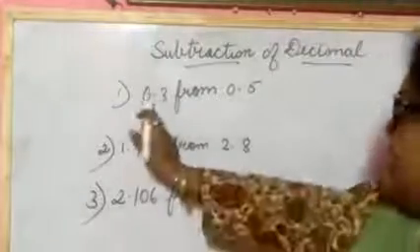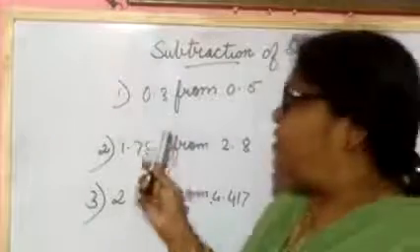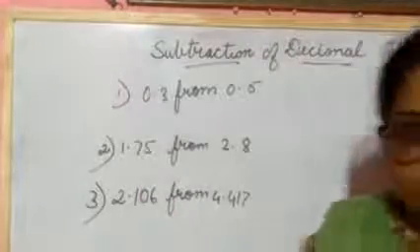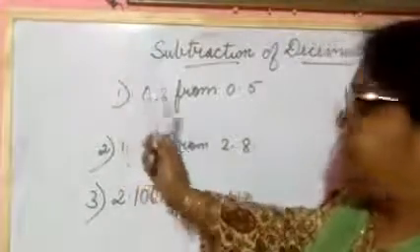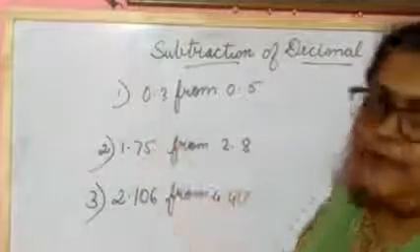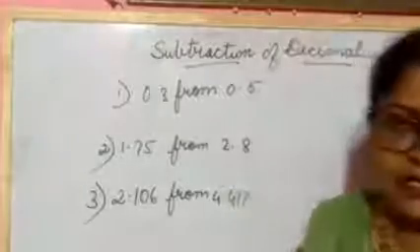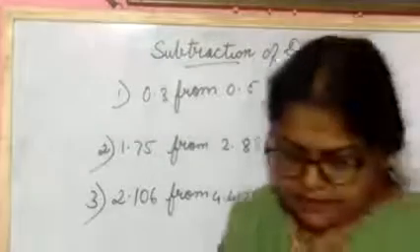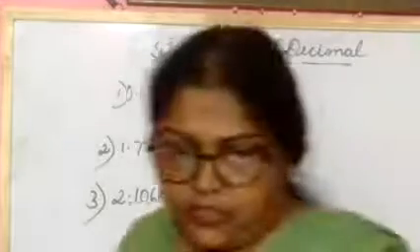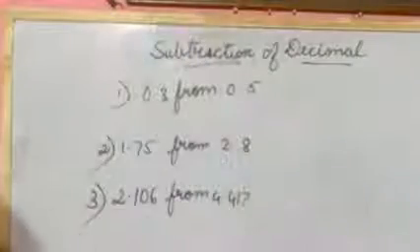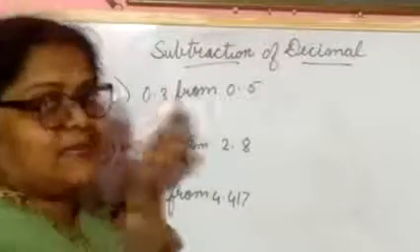So here you see the number is given. What number is given? 0.3 from 0.5. So here is the whole place, then after the decimal, this is the decimal part. 3 is in the decimal part. Now you see, 3 is in which place? You have to see, 3 is in the tenths place.